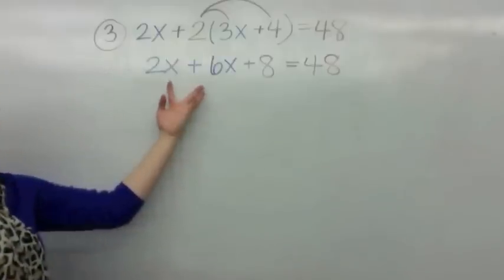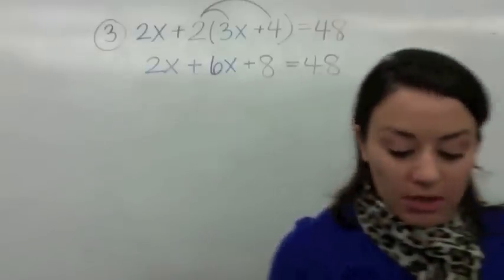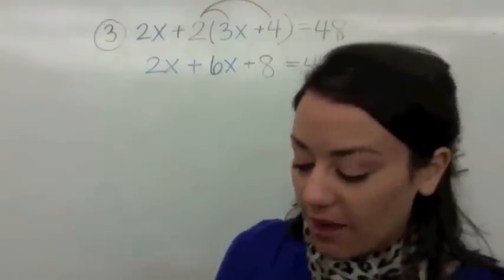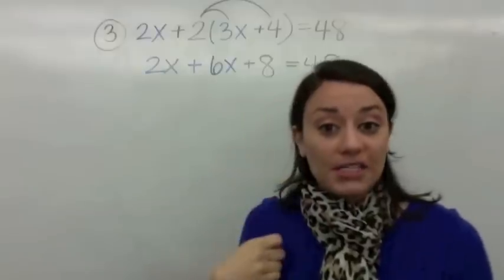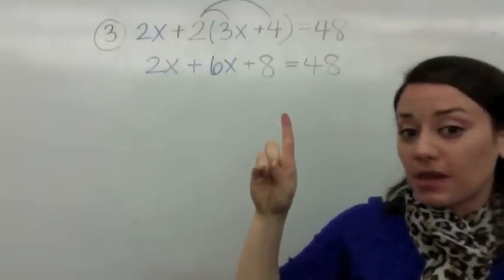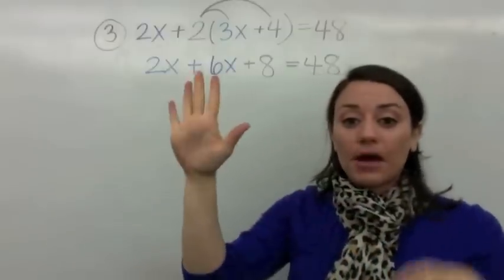Okay, you have 2 terms. Are they the same? Do they both have the last name of x? Yes, so we call them like terms. What happens when you have 2 like terms? If you have 2, you have to make them 1. What did I say? If you have 2 of them, you need to make them 1. So you have to combine like terms.